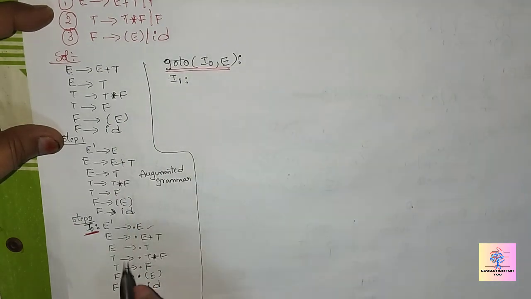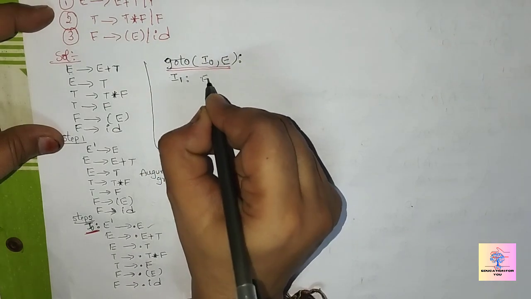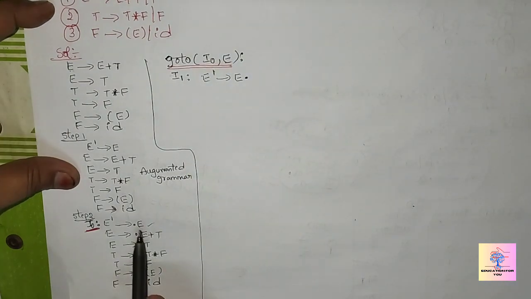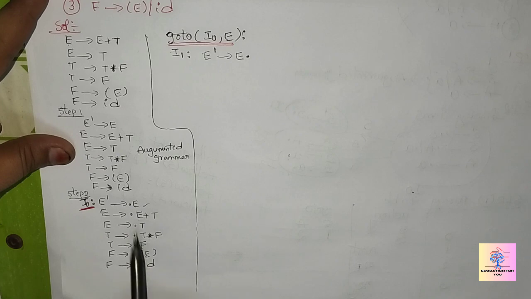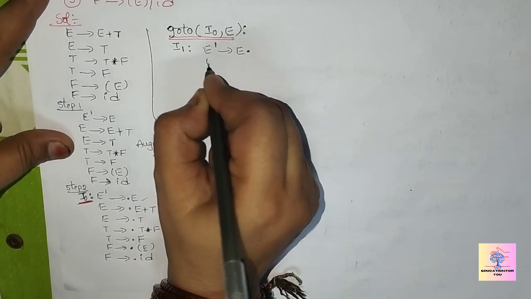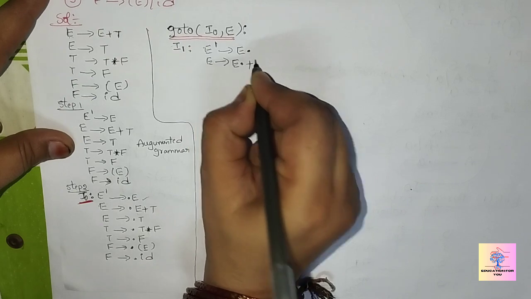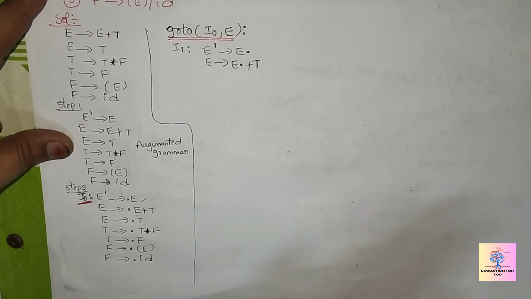Now in I1, you have to shift this dot. So E dash produces E dot. Are you observing E anywhere else? Yes, here also E is there, nowhere else after the dot. So here also you have to shift. E produces E dot plus T. Now go to I0 comma E is over.